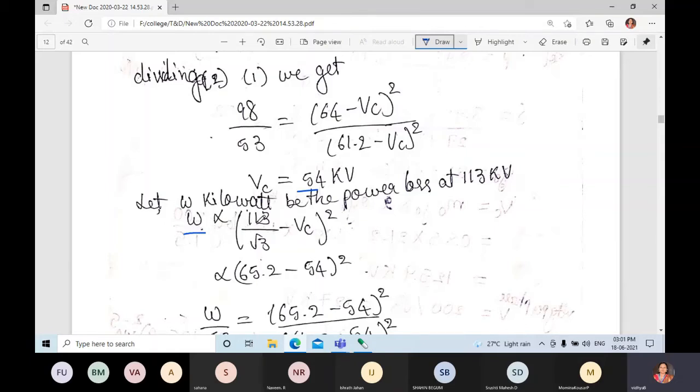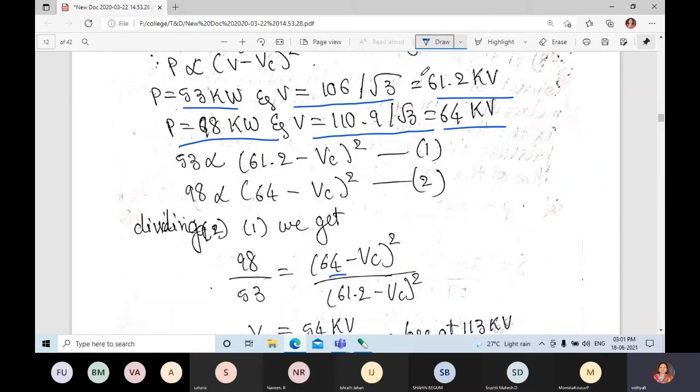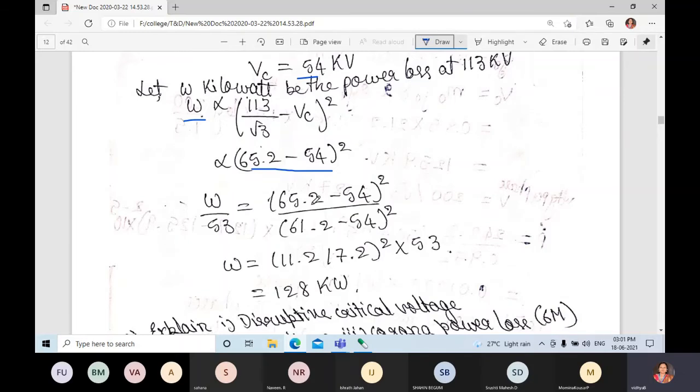W is proportional to (113 divided by square root of 3 minus Vc), that is V minus Vc. You can observe this 64, we got that by dividing by square root of 3. That is what they have written here. So W is proportional to (65.2 minus 54) whole square. What you will get is (65.2 minus 54) whole square divided by (61.2 minus 54) whole square.